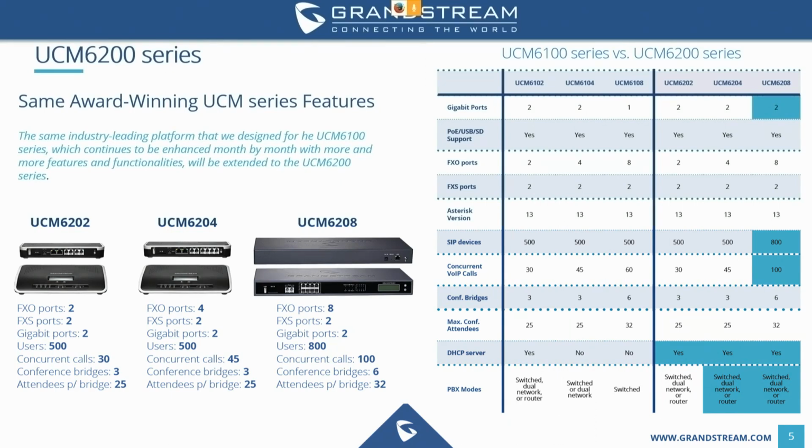Yes, 800 users and up to 100 concurrent calls, whereas the other 61 and 6200 series models go up to 60. So if you're looking for a little bit of an enhancement, a little bit more support than what you traditionally get from the 61 or 6200 series models, the 6208 is what you want.